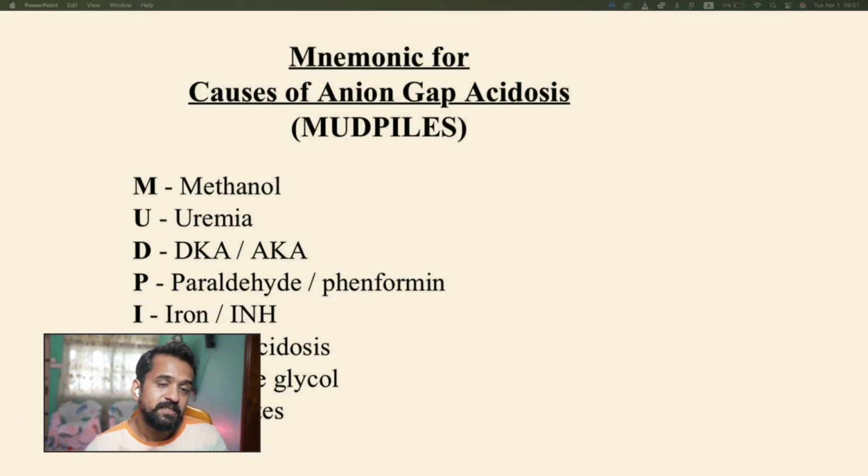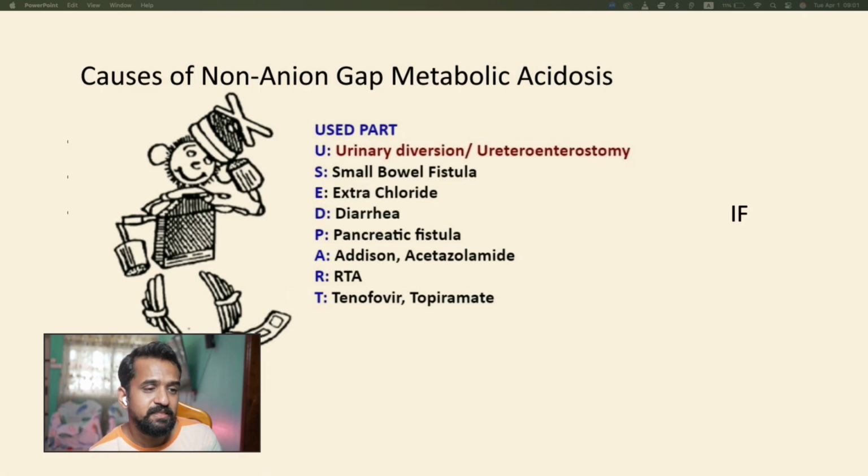Now these are the mnemonics that we use. MUDPILES is a very common one, and it tells you that these are the causes of metabolic acidosis. Okay? This is a mnemonic called USEDCARPS. It's for non-anion gap metabolic acidosis.